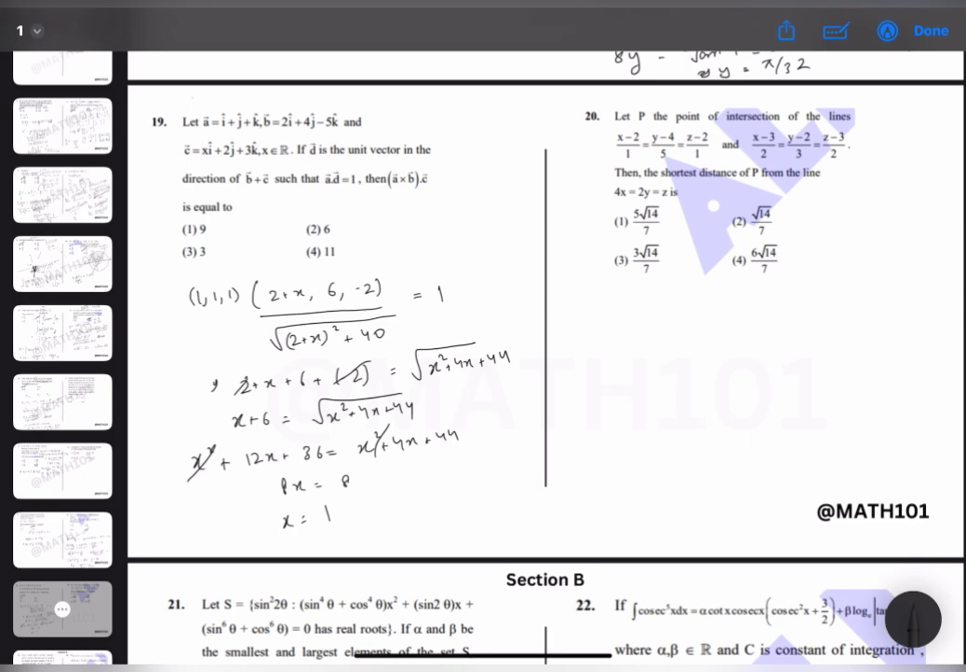A cross b dot c is the box product of a, b, c, which simply is the determinant with rows 1 1 1, 2 4 minus 5, and 1 2 3.